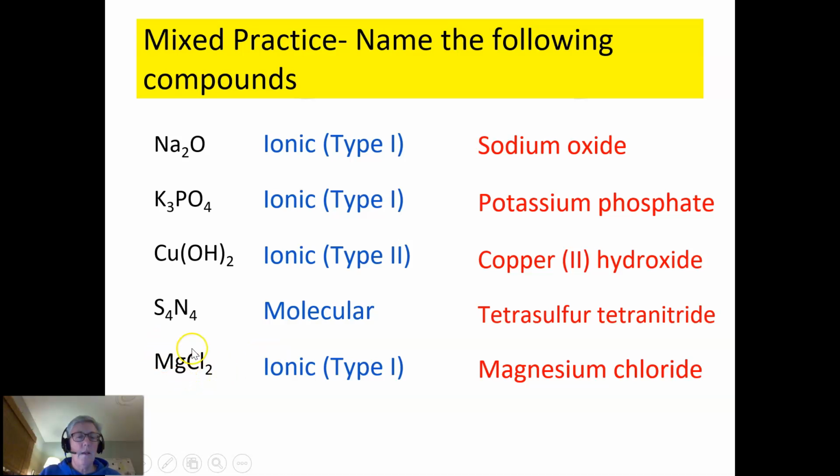And lastly, MgCl2, magnesium is a type 1 metal. Cl is just chlorine, so you would say magnesium chloride. Okay, so that is it, and please see your teacher if you need any help.